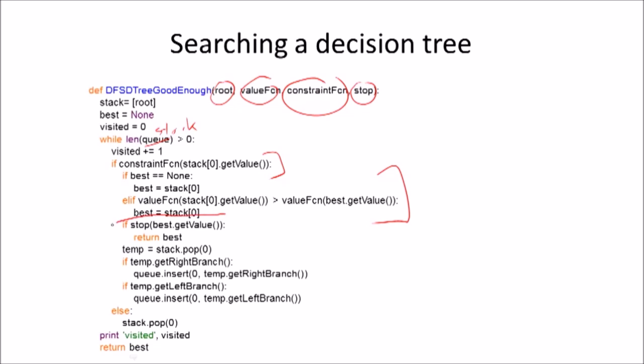And here's the one change. Once I've checked that out, I'm going to now say, let me try looking at best. And in particular, use a function that I've passed in called stop that looks at the value associated with the node at best. And if it's true, if I've got enough, I'm good enough, I'm simply going to stop and return best. Otherwise, it's going to be just like it was before.